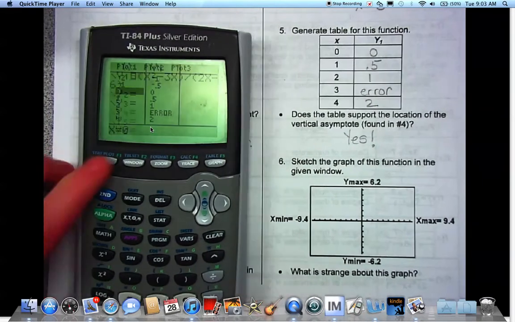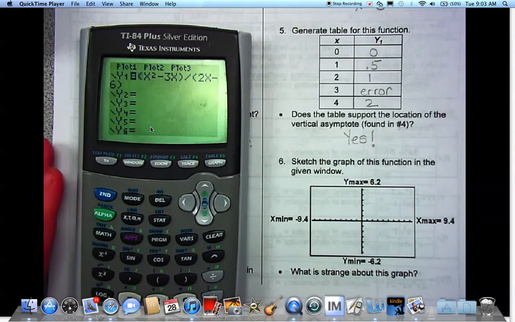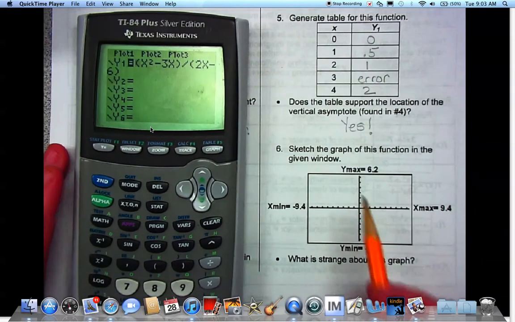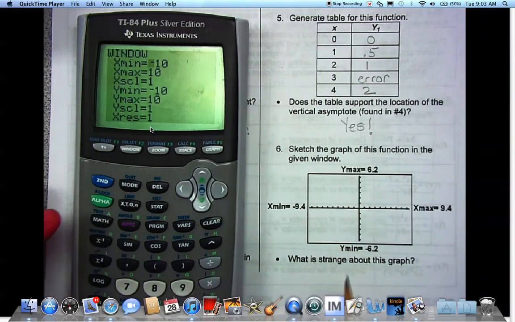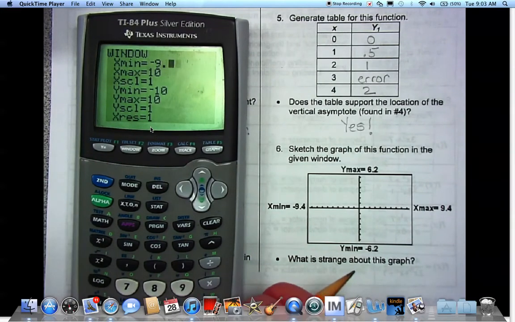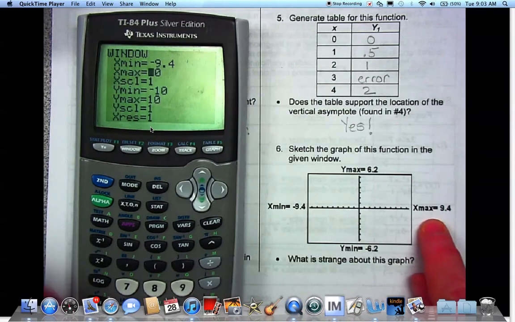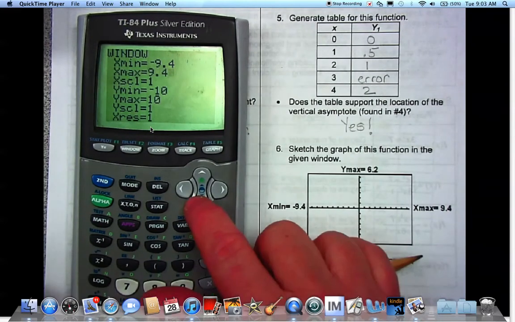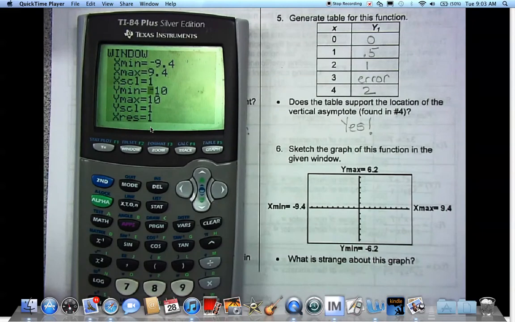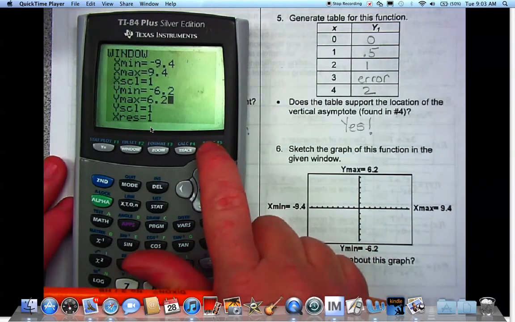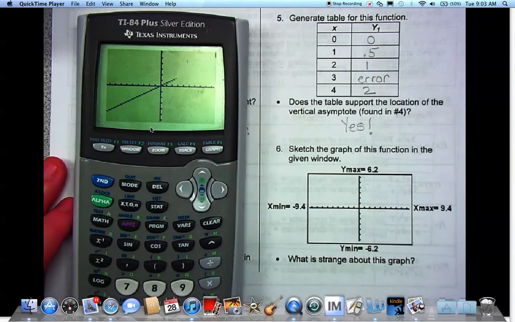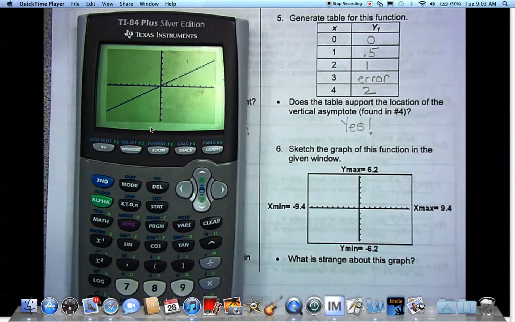Okay, so we're going to go back to y equals. We have it in there, but we have to change the window. So we're going to go to window: x min, negative 9.4, x max, 9.4, y minimum, negative 6.2, and y maximum, 6.2. And then we graph it. Slant. Y equals x. That's weird, isn't it? Looks like a linear line here.